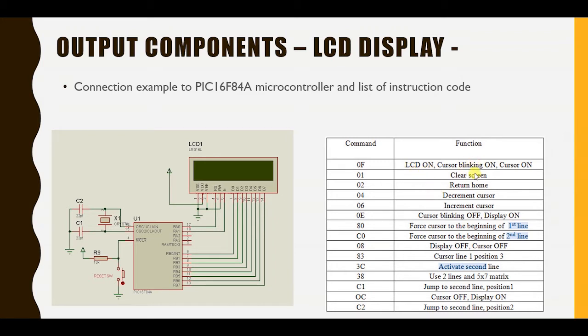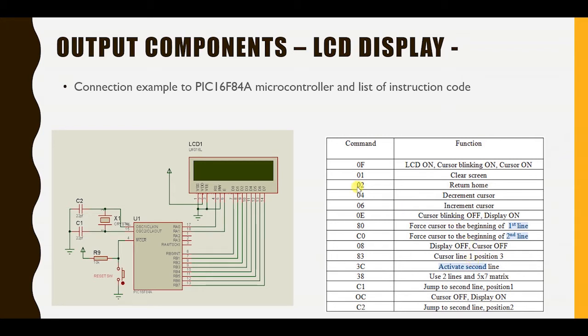So if you can see, there is a list of functions under mode command. If you send C1, you'll jump to second line, position 1, and then cursor off, display on, and so on and so forth. So you just refer to this table for whatever command that you need to do.